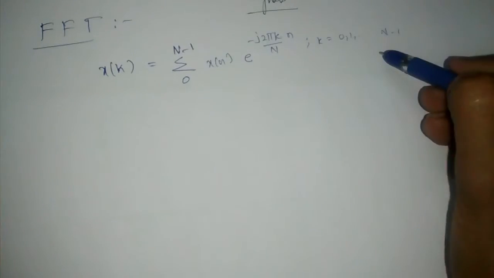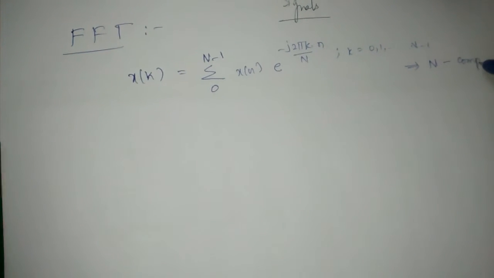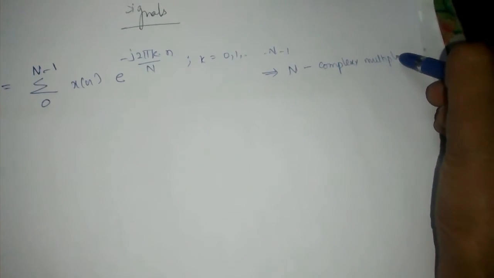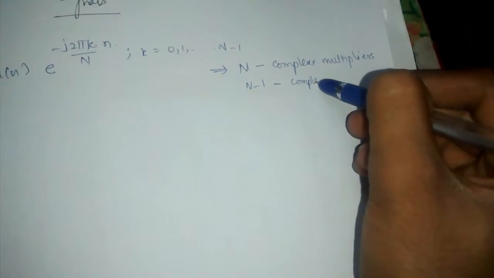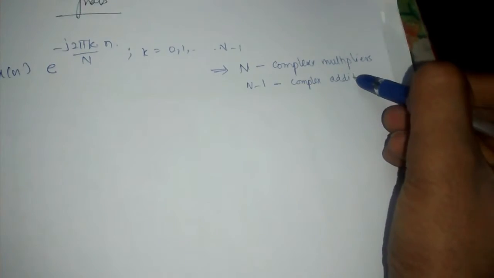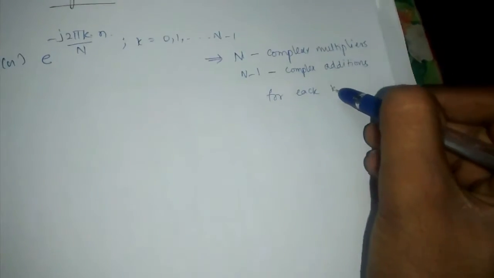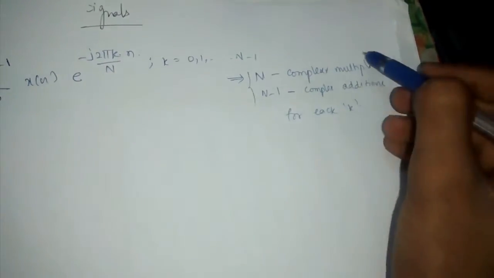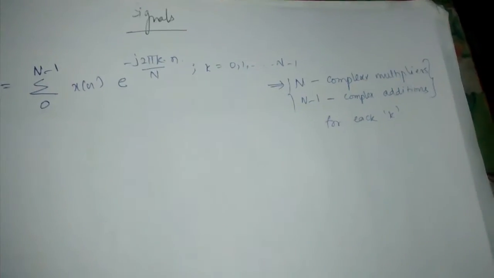This discrete Fourier transform has N complex multiplications and N minus 1 complex additions for each k. So it does N complex multiplications and N minus 1 complex additions.